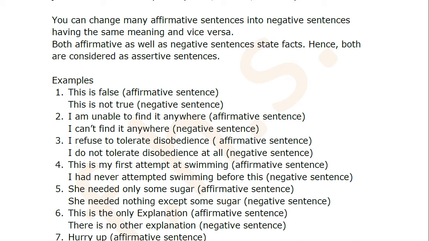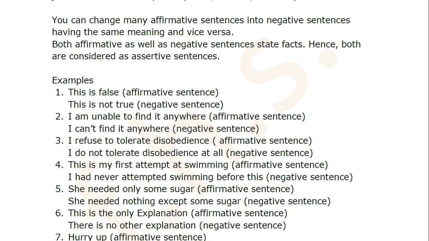I refuse to tolerate disobedience, or you can also say I will not tolerate disobedience at all. I do not or I will not. Not necessarily it has to be like this. You think that the meaning should not change. That is the most important thing.